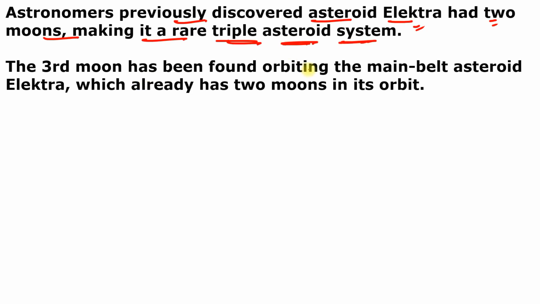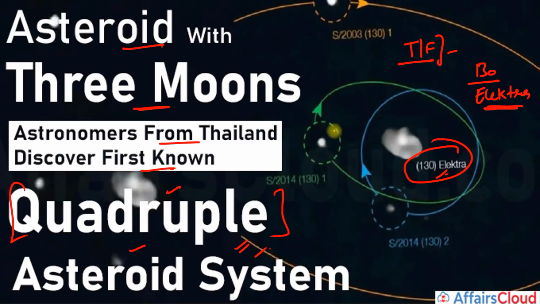But a third moon has been found orbiting the main belt asteroid Electra, which already has 2 moons in its orbit. It means now it has 3 moons. One is Electra, so it becomes a quadruple asteroid system. The third moon was discovered using the European Southern Observatory's Very Large Telescope. And the new third moonlet discovery has made Electra a quadruple asteroid system.